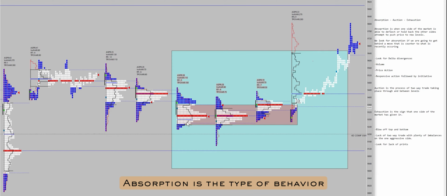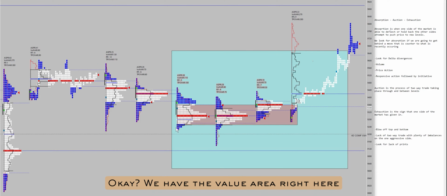All right, absorption is the type of behavior that we are going to be looking to see if we're playing a range. So if we're seeing that we have, let's say, a pretty balanced day right here, okay, it's a normal variation. It's sort of balanced, but you can see there's a little bit of lopsidedness to it. Generally, what we're looking for is just a sign of balance.